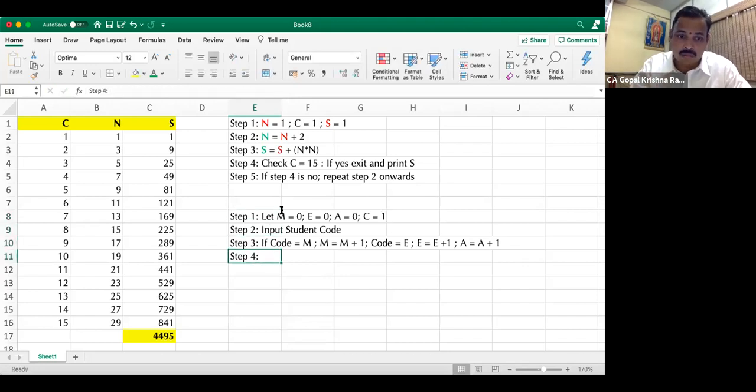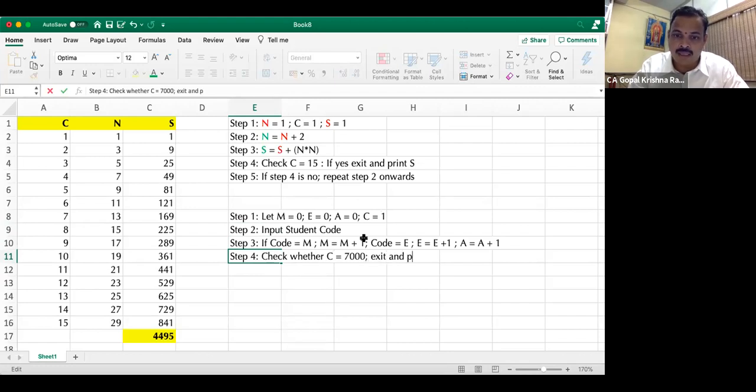Now step 4: check whether the count is equal to how many students there are. There are actually 7,000 students. If count is equal to 7,000, you have to exit and print. What you have to print, I will give in step 5. Else, C is equal to C plus 1, next count, and then input the student code and include that. Steps 2 and 3, you have to repeat.